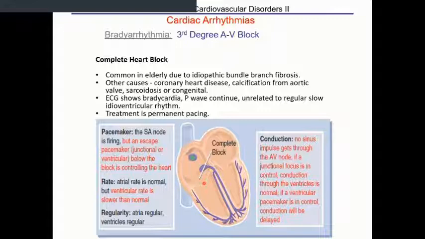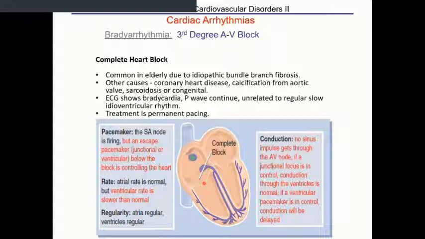The pacemaker here is still the SA node, but you have an escape pacemaker. It can be junctional or ventricular. So this is below the block, controlling the heart. As a result of the block, because it's a complete block, the ventricle will just take over and have a focus of automaticity outside of the SA node. So the atrial rate is normal, but the ventricular rate is slower than normal. Your regularity will show the atria have a regular rhythm, while the ventricles are regular but slower.